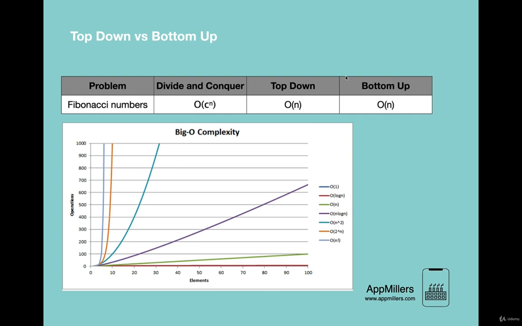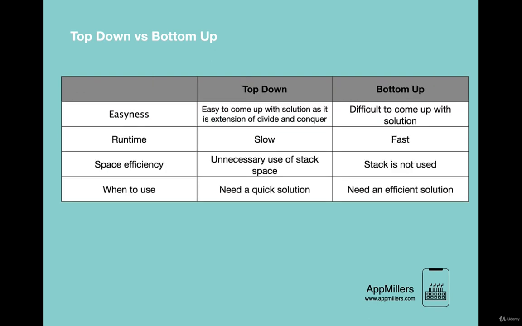That's why the dynamic programming approach is more efficient than divide and conquer, but we cannot always solve divide and conquer problems using dynamic programming. So if we can solve it that way, it's advisable to use dynamic programming. Now let's look at the differences between the top-down and bottom-up approaches.